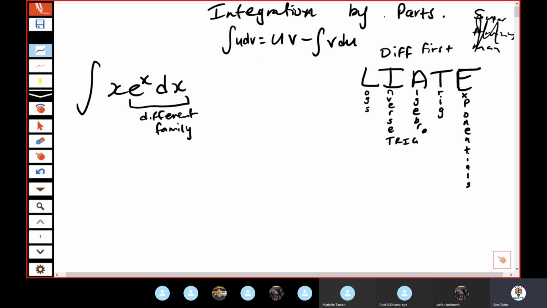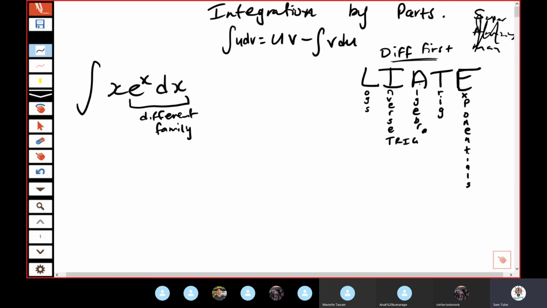So what integration by parts is doing is it's allowing you to integrate the product of two different families together, and it splits it up into something else, which is going to work for us. Now, this particular acronym, LIATE, or however you want to say it, tells us what to differentiate first.